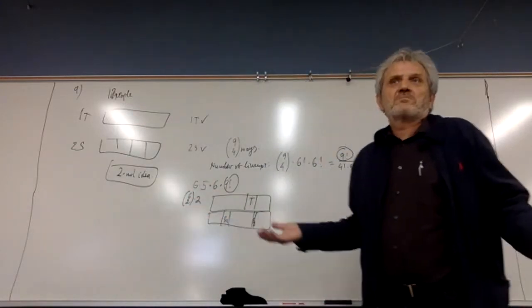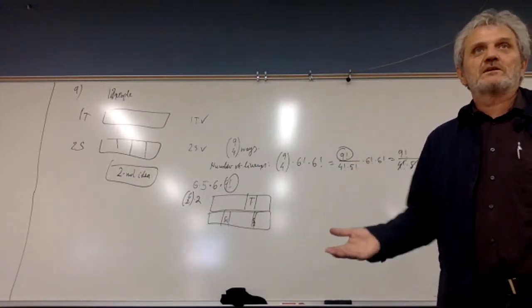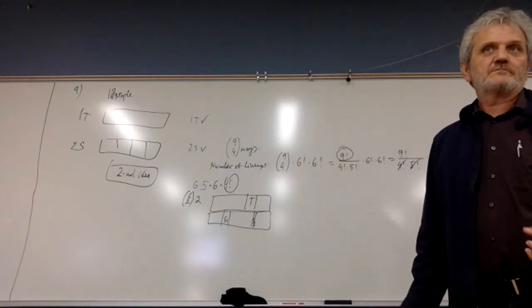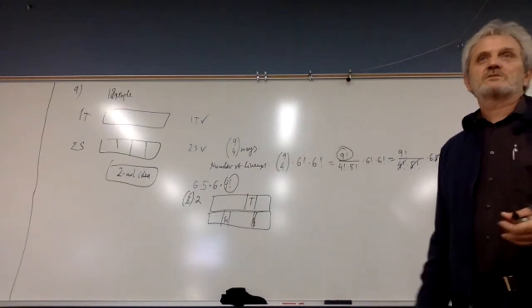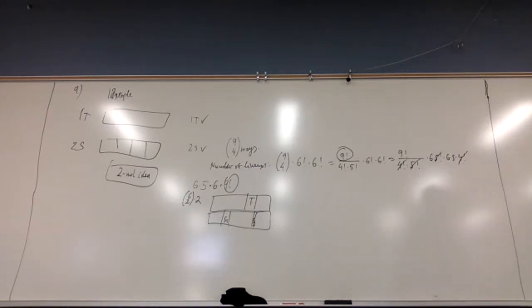Then I said, why, if the order is important, don't I just place them regularly? 6 ways to choose the first person and then 5 ways for the other, because they are recognizable, person 1, person 2.